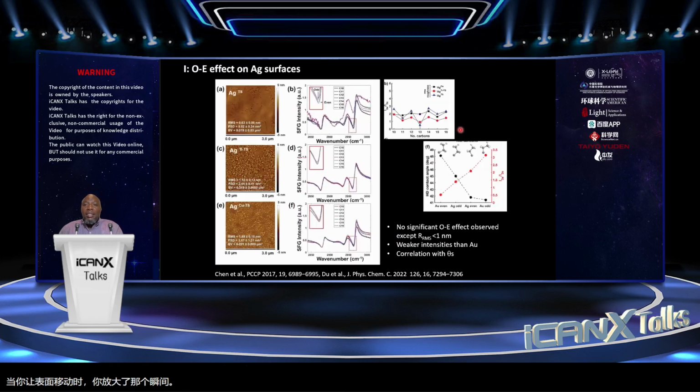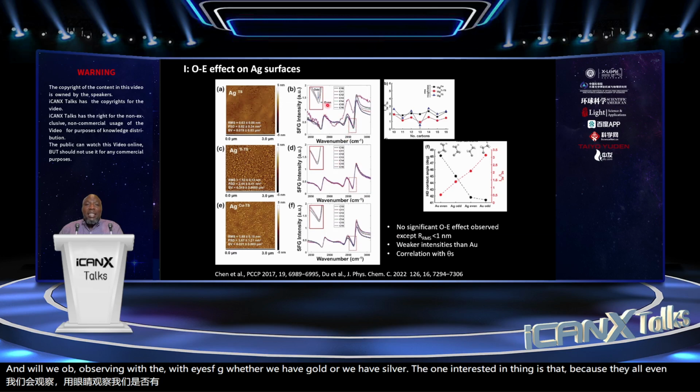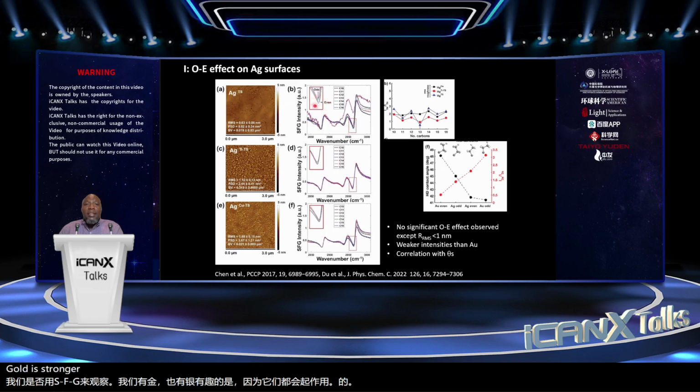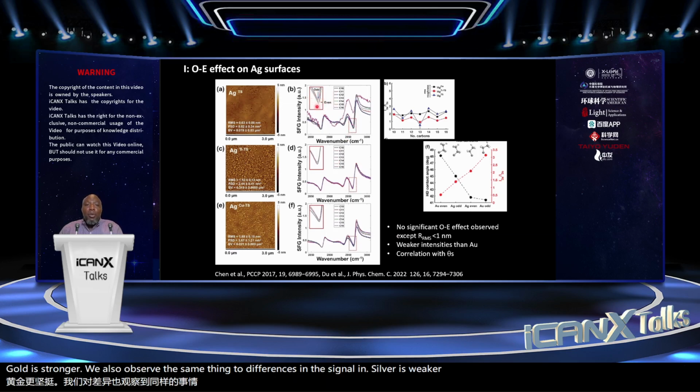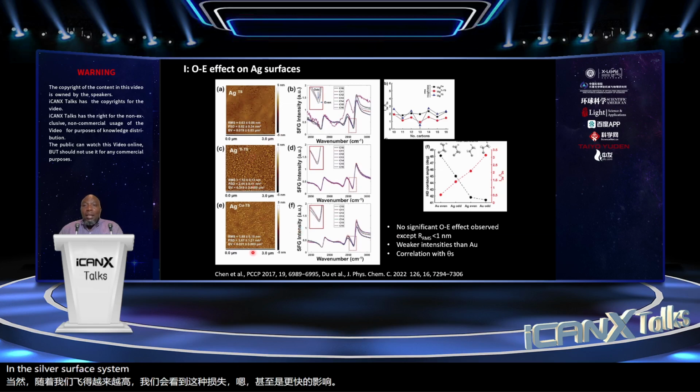And so we can see a very nice correlation between what we're observing with contact angle and what we're observing with our SFG, whether we have gold or we have silver. The one interesting thing is that because the odd-even effect in gold is stronger, we also observe the same thing. The differences in the signal in silver is weaker than on gold. And of course, as we get higher and higher, we see the loss of that odd-even effect much faster in the silver surfaces than we observe in the gold surfaces.